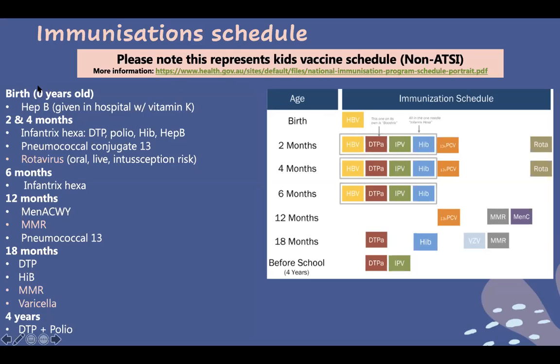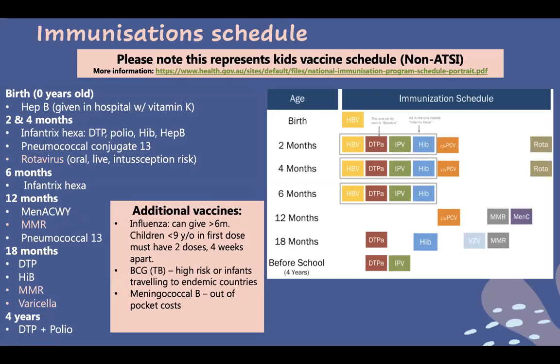So at birth, hepatitis B is given in the hospital with vitamin K. And then at 2 and 4 months, that's where you get your rotavirus. And then you have this Infanrix hexa, which is like the 6 vaccinations in one. Notice at 12 months, they have the meningitis ACWY, but there's no B, because B isn't on the schedule, but you can still get it as an extra vaccine.